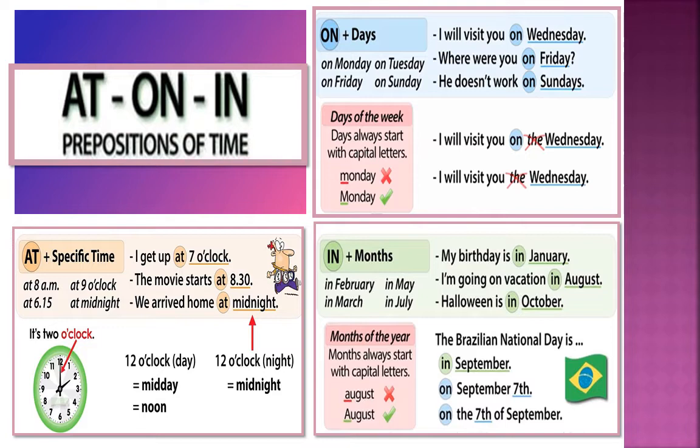First, we have on. On comes with days of the week. For example, I will visit you on Wednesday. Where were you on Friday? He doesn't work on Sundays. So on Monday, on Tuesday, on Friday, on Sunday. So on comes with the days of the week. And the days always start with the capital letters.